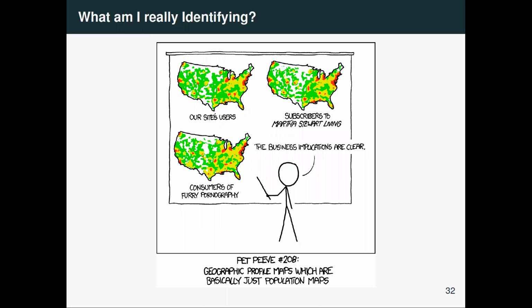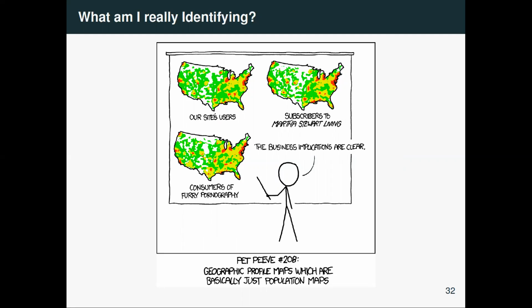Finally, an important question to keep in mind is, what am I really identifying? Now, no presentation would be complete without an XKCD image, and I pulled this one that I really do enjoy. It does a good job of highlighting something simple but fairly prevalent in data journalism. It notes a huge pet peeve, which is geographic maps that are basically just population maps. It shows a series of maps connecting a website's users, Freud pornographer, consumers, and subscribers to Martha Stewart Living, and says the implications are clear.